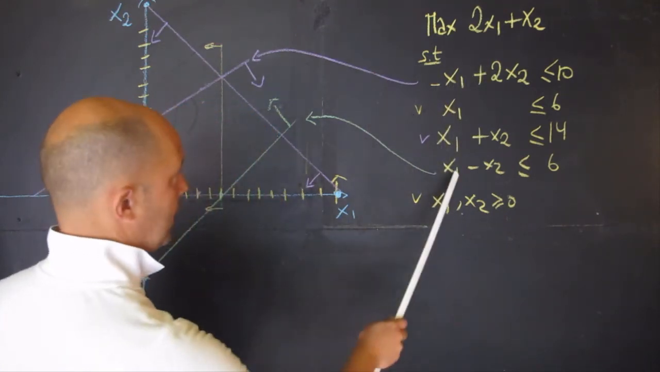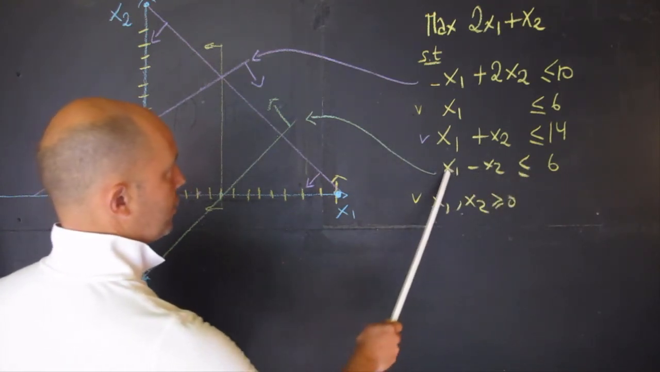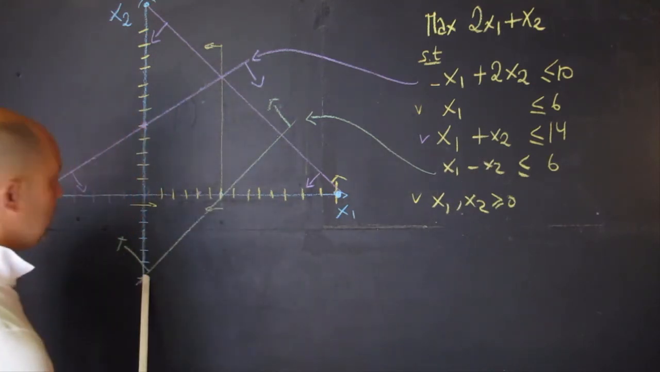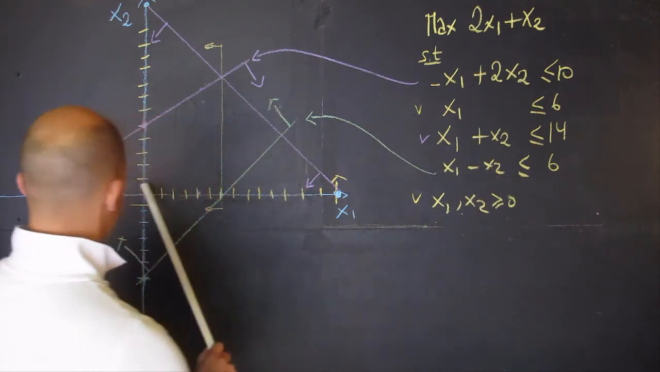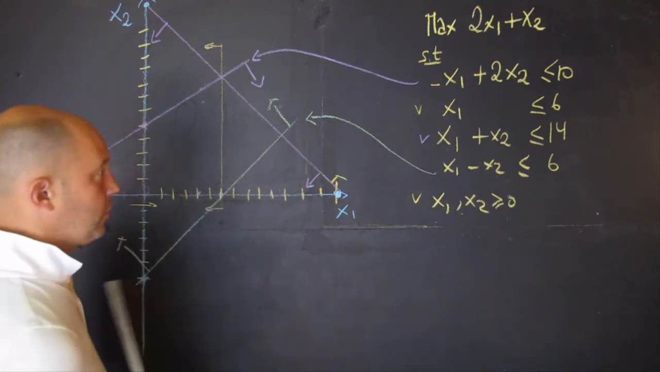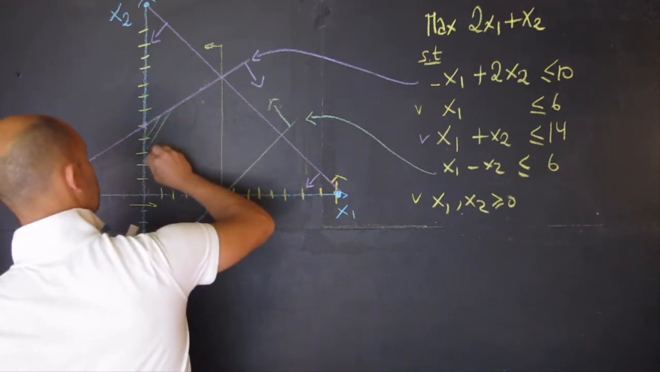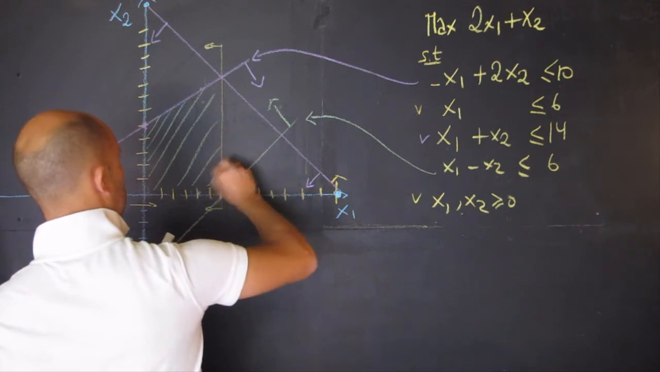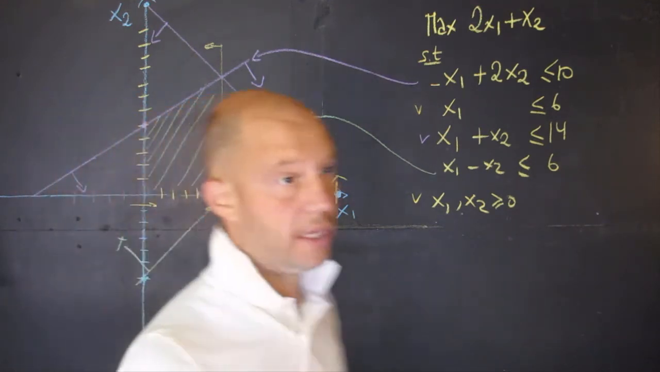Then the last one is x1 minus x2 less or equal than 6. If x1 is 0, then x2 must be minus 6. If x2 is 0, then x1 must be equal to 6. So we end up with this as my feasible region. This is very important, a term that is quite relevant here. And so then the question is, where is my optimal? I will show you this right in just a second.